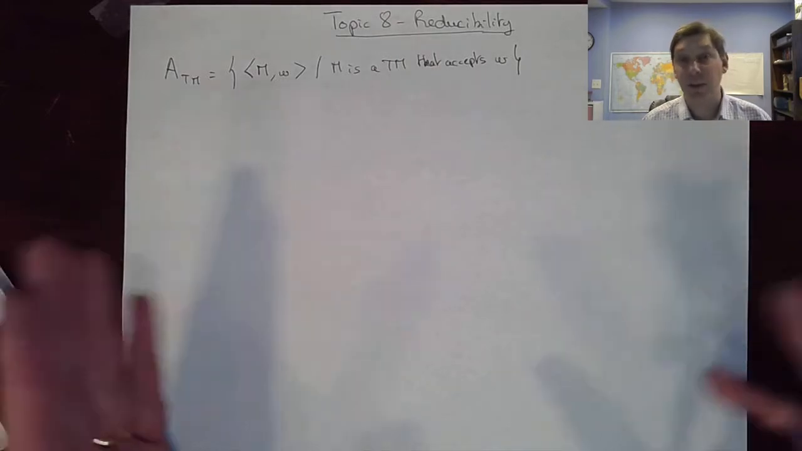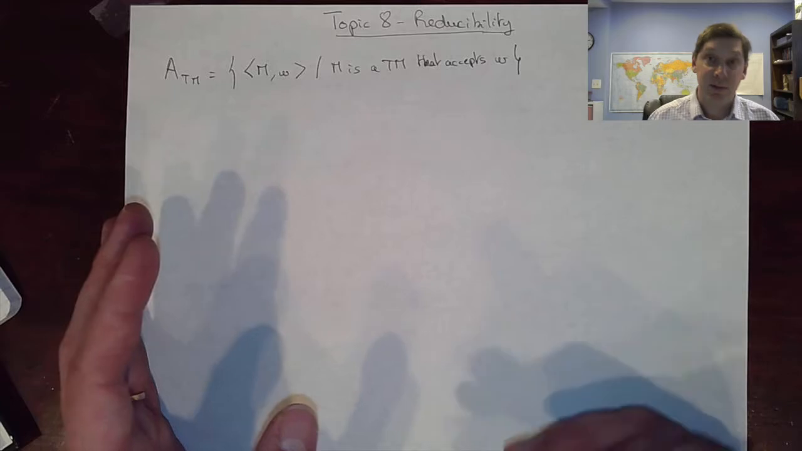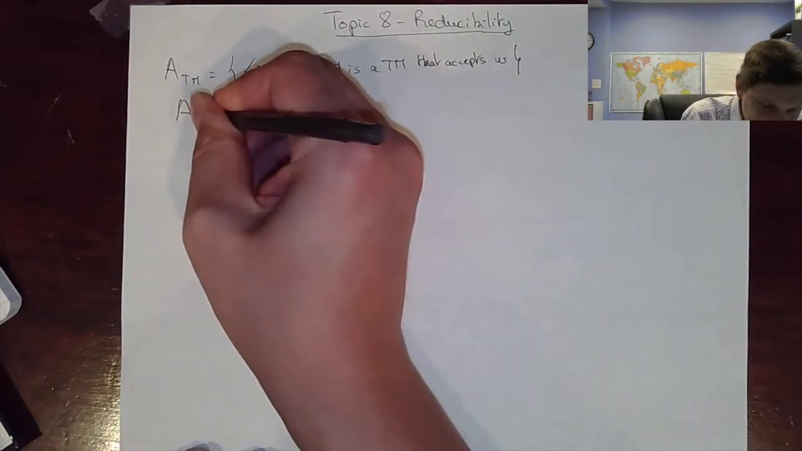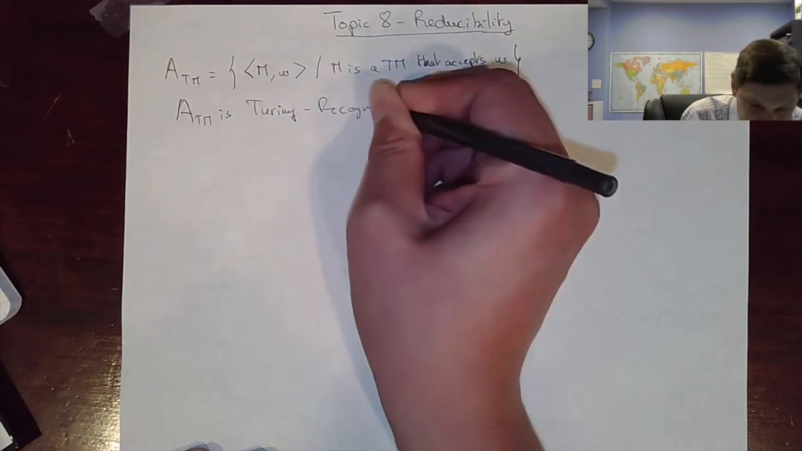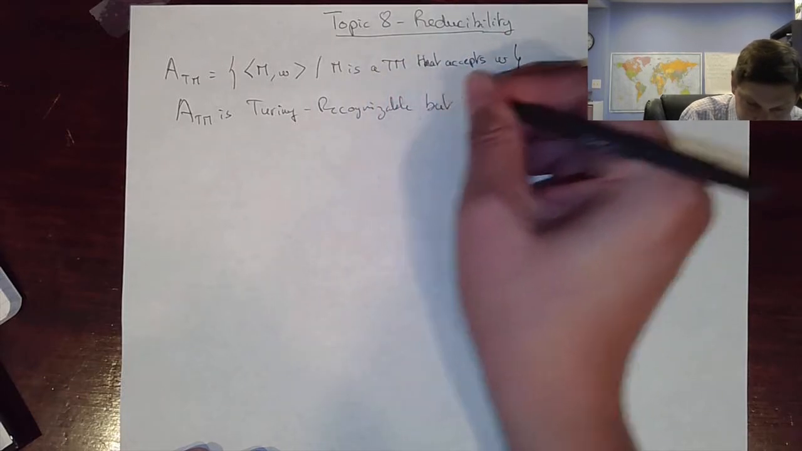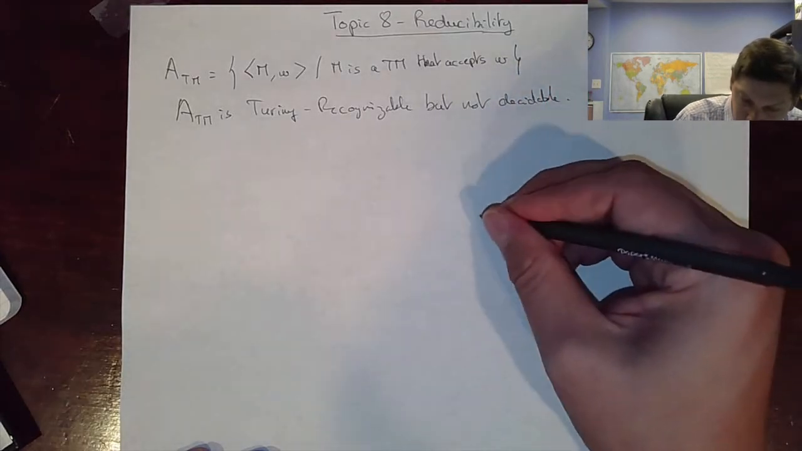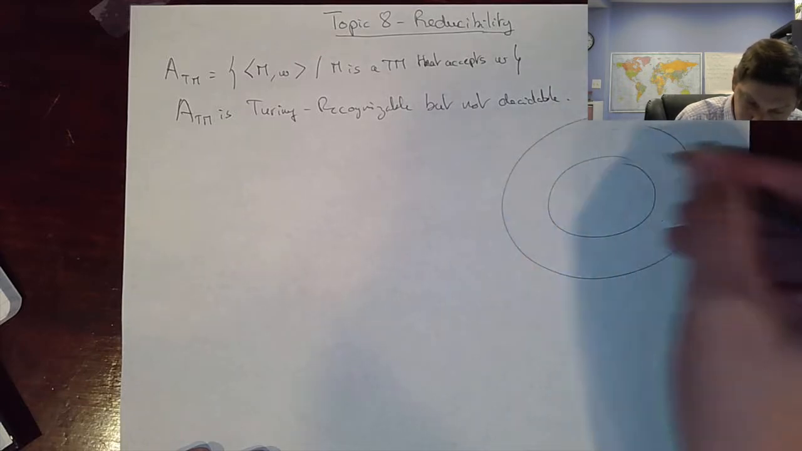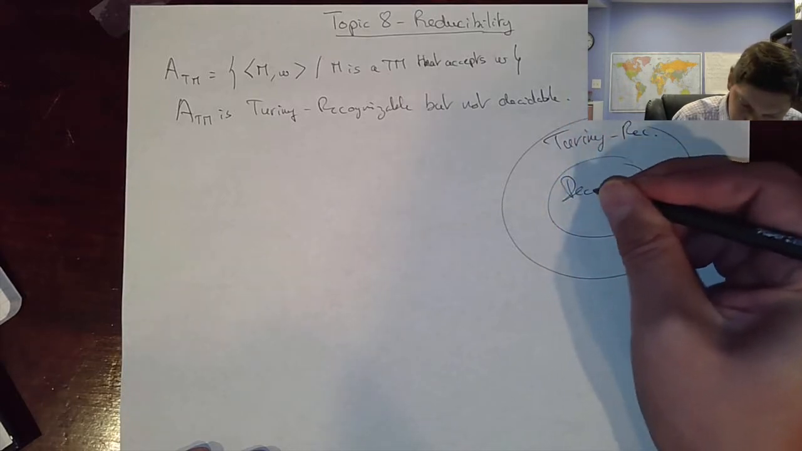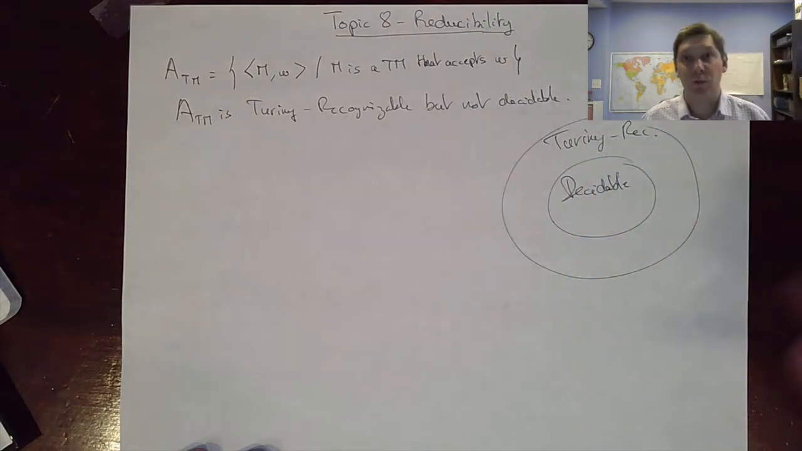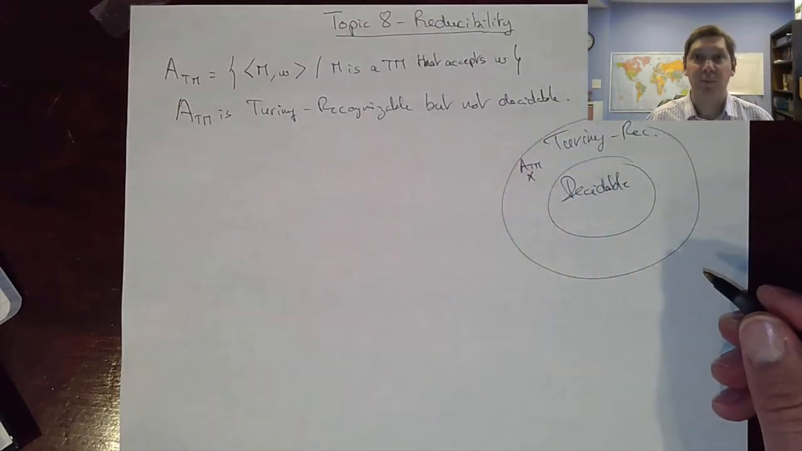Okay, and we saw that ATM is not decidable, which means that it is Turing recognizable, but it is not decidable. So it belongs in our hierarchy. All decidable languages are Turing recognizable, but ATM is in this in-between, right?